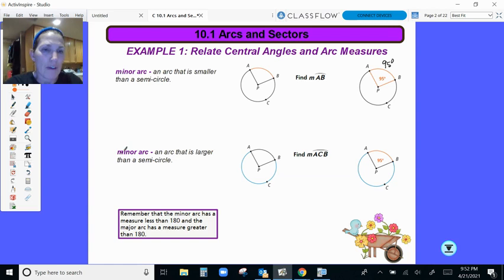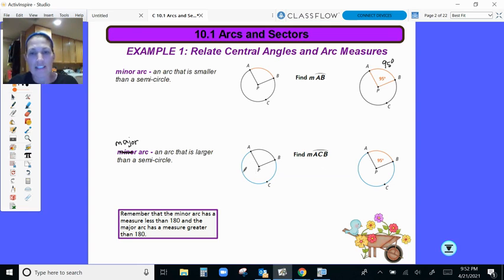Major. This should be major, not minor. So this would be a major arc. This is a major arc instead of a minor arc. A major arc is bigger than a semicircle.